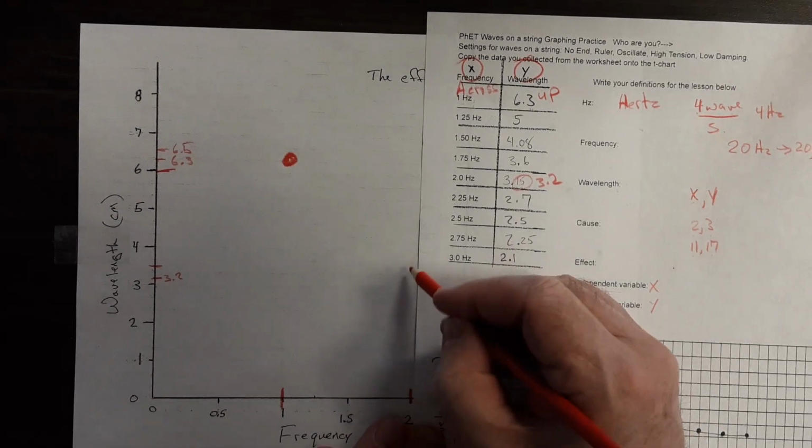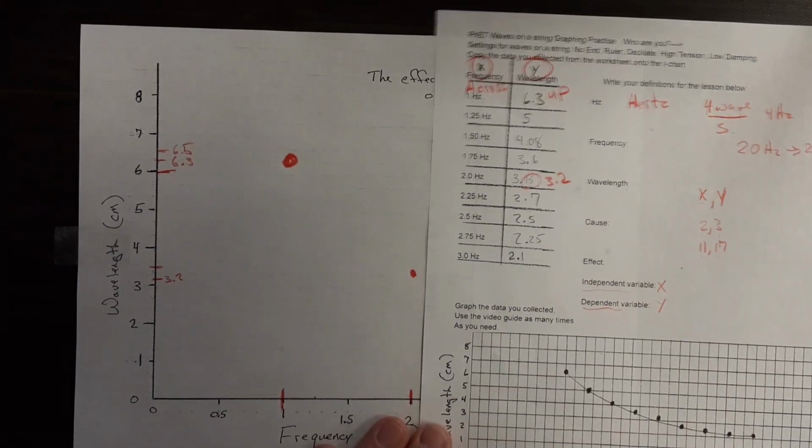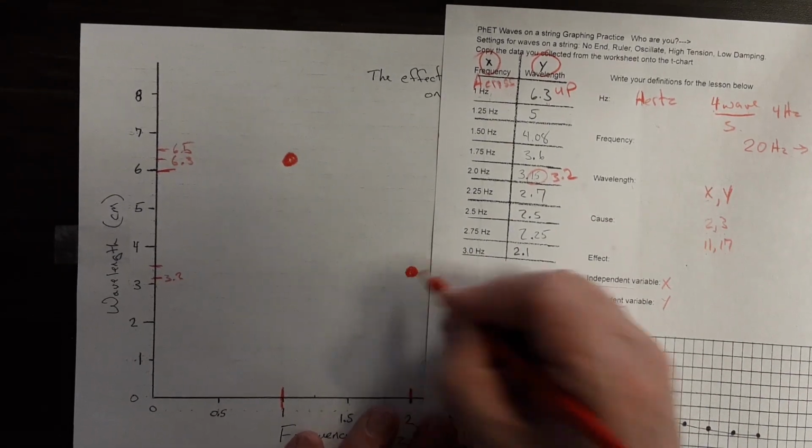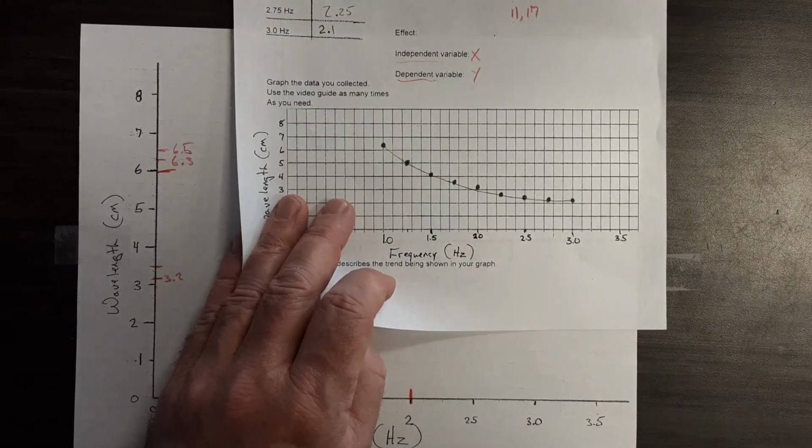Come across. You know what? If it's not exactly right, for our purpose, it's close enough. I mean, look, we don't even have graph paper up here. You do have graph paper on your sheet.